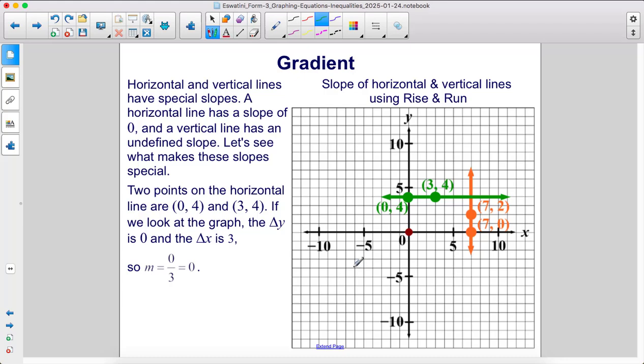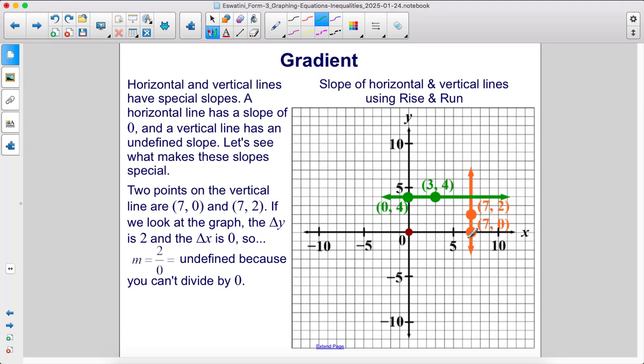Horizontal and vertical lines have special slopes. A horizontal line has a slope of 0, and a vertical line has an undefined slope. Let's see what makes these slopes special. 2 points on the horizontal line are (0, 4) and (3, 4). If we look at the graph, the change in y is 0, and the run, the change in x, is 3. Right? The rise is 0, run is 3. So slope would be rise over run. 0 over 3 is 0.